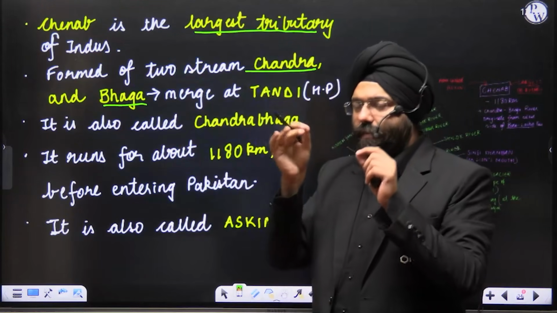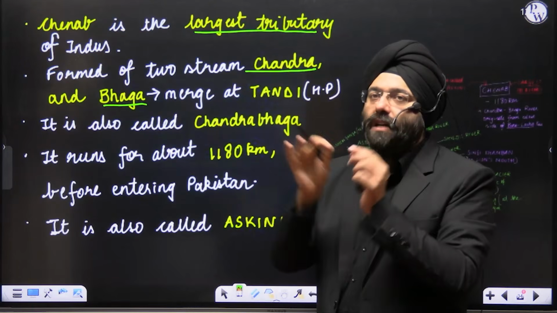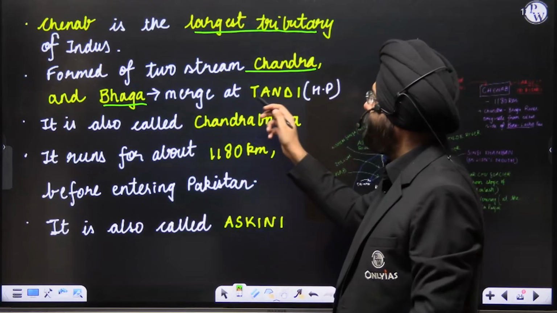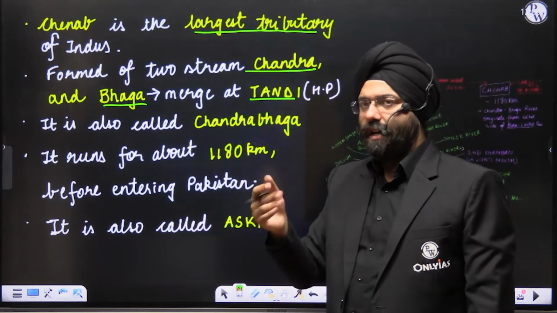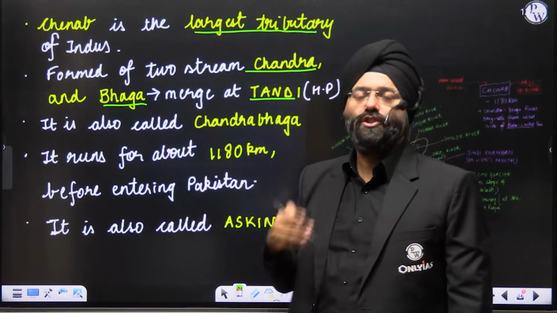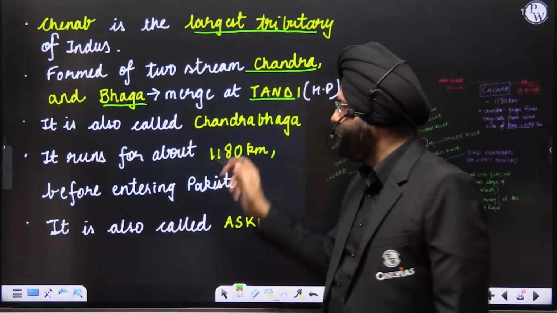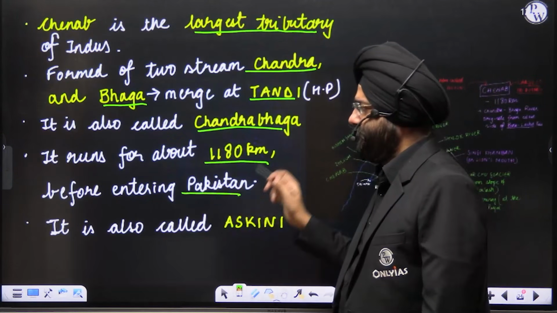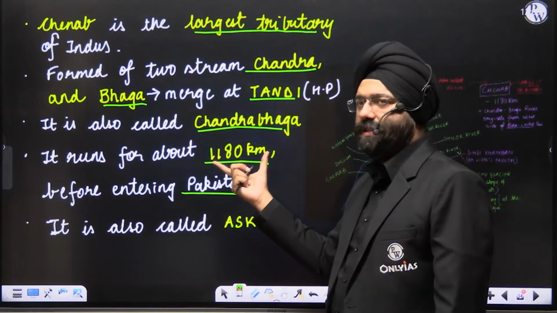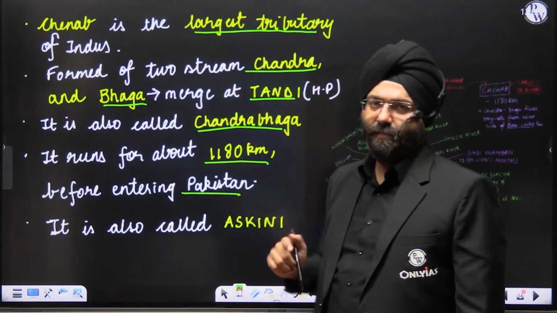Now these Chandra and Bhaga, two streams, basically merge. They merge at Tandi in Himachal Pradesh and it is known as Chandrabhaga. Now Chandrabhaga is an alternative name for Chenab. This should also be known to you. It runs for about 1180 kilometers before entering Pakistan. So that means this is the length which is in India. After that, obviously, it is in Pakistan.